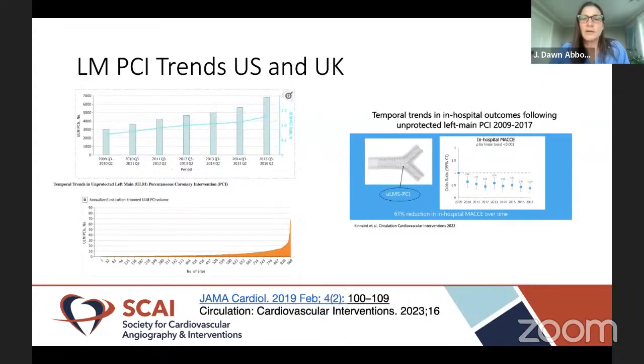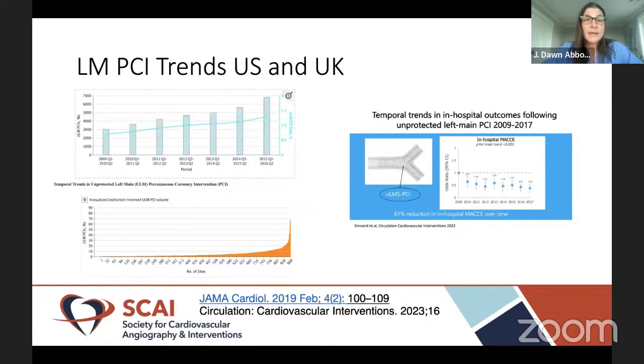So just as an introduction, left main PCI is certainly the most important bifurcation that we're treating as interventional cardiologists. Outside the US, there was uptake of left main intervention over a decade ago. But you can see in the US and the UK that more recently, the temporal trends show increasing use of left main PCI. And I think that's due to many factors, including complexity of the patients that are presenting nowadays and high surgical risk.